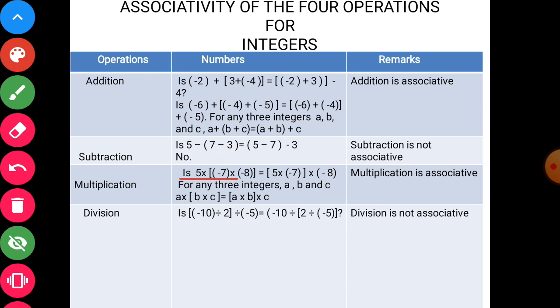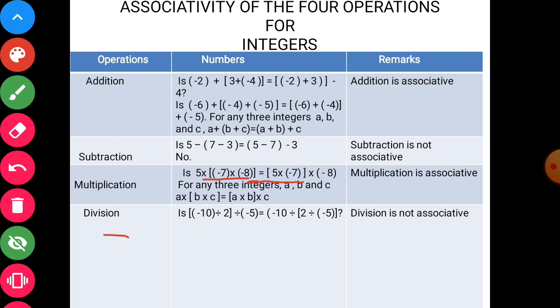is equal to [5 into minus 7] into minus 8. See, I have put square brackets here. In LHS I have put square brackets for the last two numbers. In RHS I have put square brackets for the first two numbers. And you have to simplify the numbers inside the square brackets first.